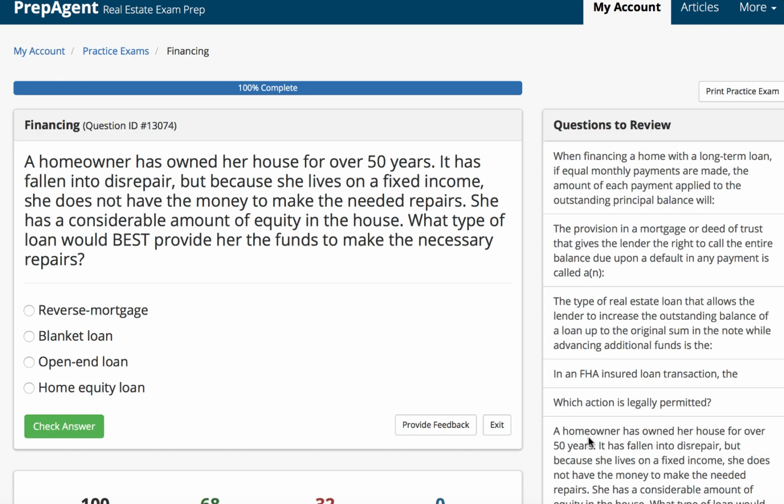A homeowner has owned her house for over 50 years. It has fallen into disrepair, but because she lives on a fixed income, she does not have the money to make the needed repairs. She has a considerable amount of equity in the house. Which type of loan would best provide her the funds to make the necessary repairs?